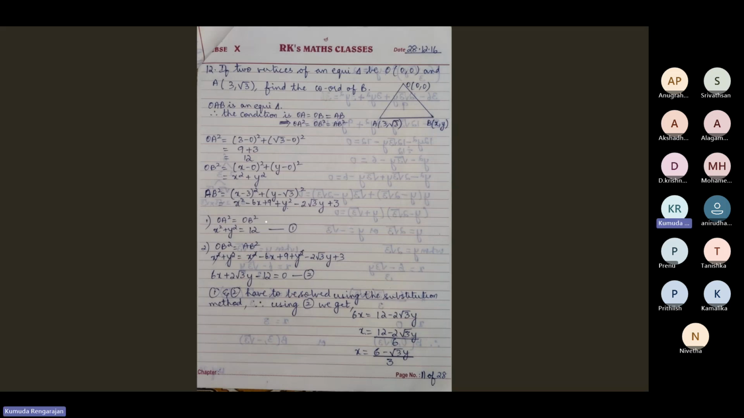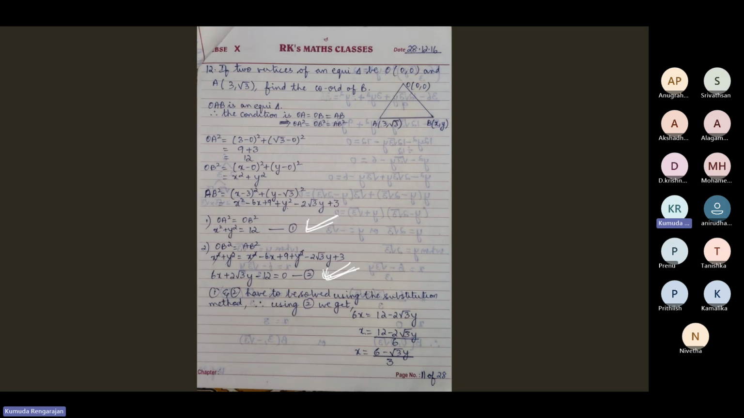Yeah. So I was telling you about the equation. Now that we have these two equations, x squared plus y squared is equal to 12, and 6x plus 2 root 3y minus 12 is equal to 0. This one is linear and this one is quadratic, so we have to use a substitution method.